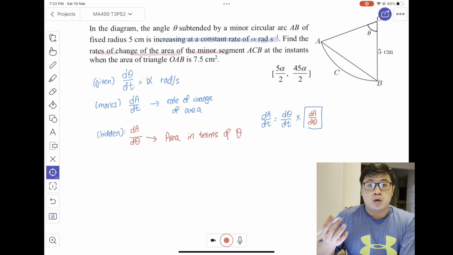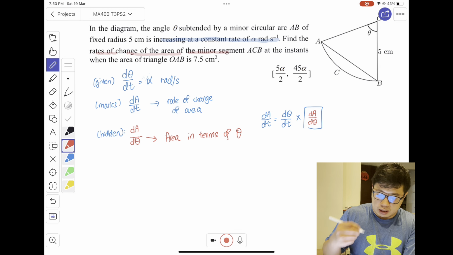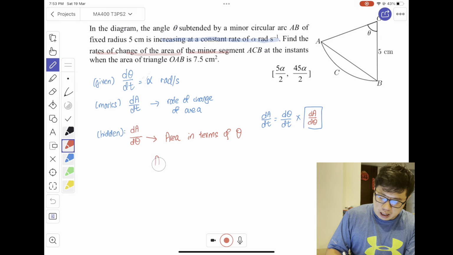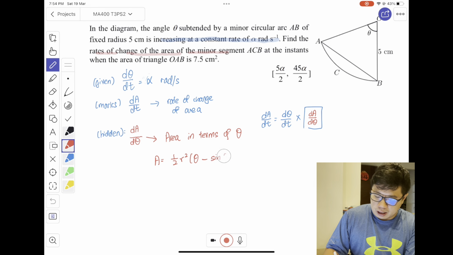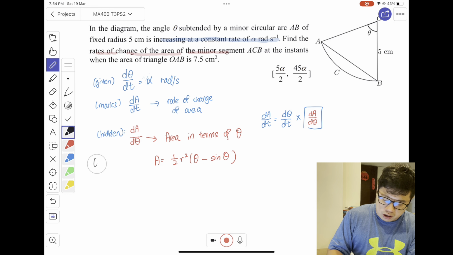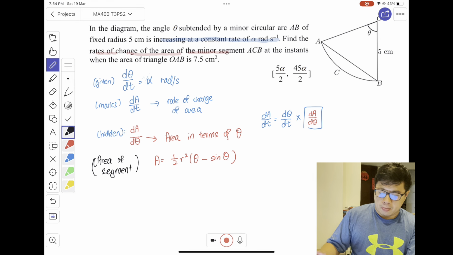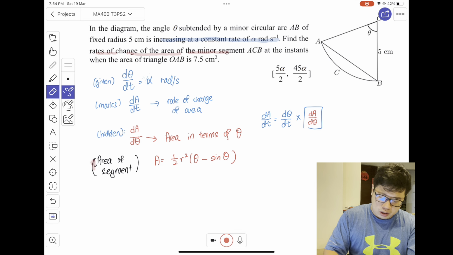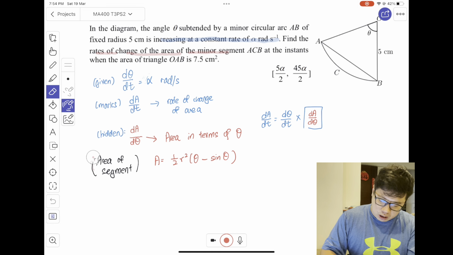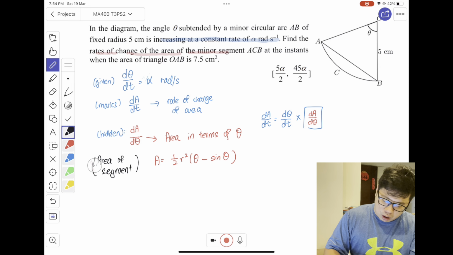Now if we use the circular measure formulas, we know that the area of a segment, A, should be equals to half r squared theta, which is the area of the sector, subtract away half r squared sine theta. So this is basically the formula for the area of a minor segment. Okay, so we know that this is the formula that we need.